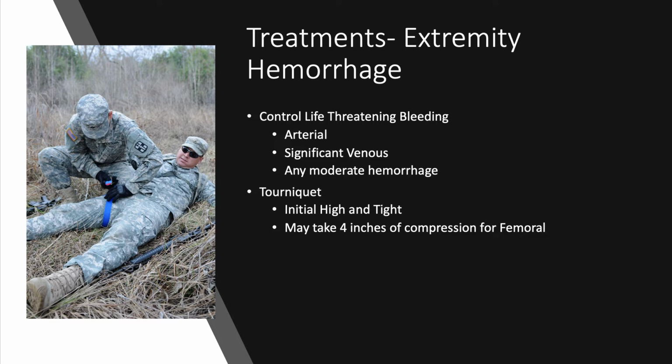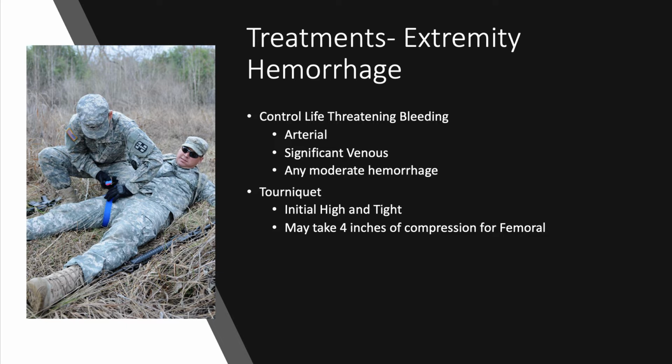So let's start with extremity hemorrhage. And we're not just talking about arterial bleeding. We're talking about significant venous bleeding or truly any moderate extremity hemorrhage that can't be immediately controlled with direct pressure. Just go to a tourniquet in an MCI scenario. Just cut that bleeding off when you can. Initially, we're going to place it high and tight, as high up on that groin or in that armpit as you can get it. We'll worry about adjusting them possibly later.